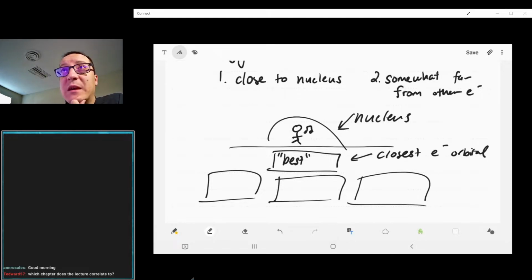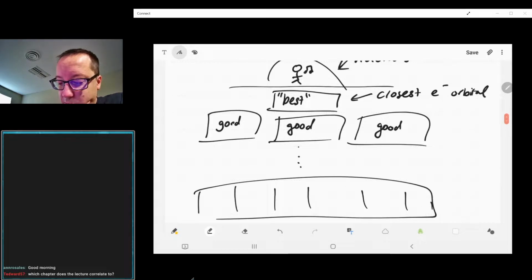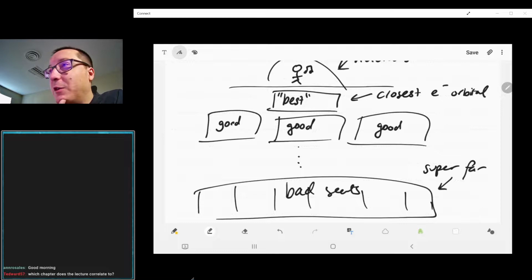But as we move further away from the nucleus, things get bigger, and we can fit quite a few more electrons in these slightly farther away ones. These are going to be good seats. And then eventually you've got the bad seats way out there. The farther you go from your nucleus, the worse the situation. In terms of energy, you're going to have the highest energy if you're way out there.